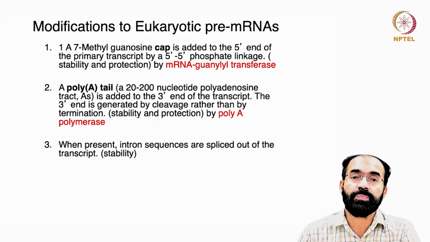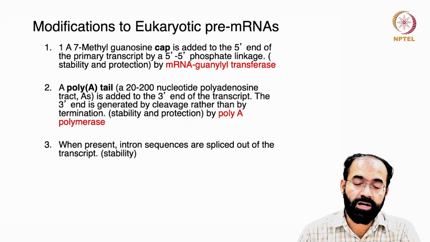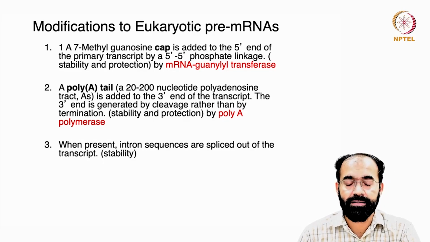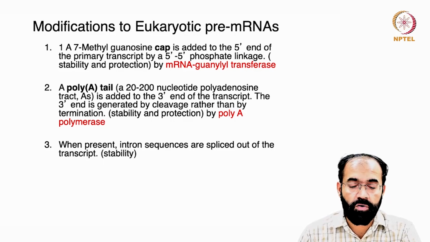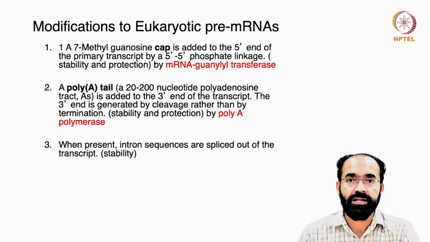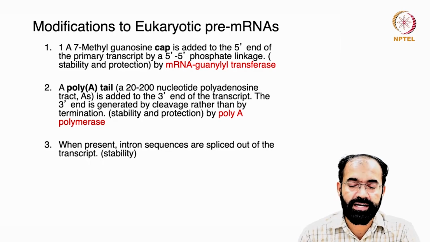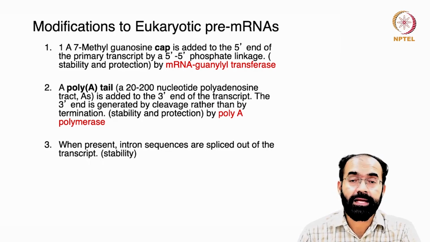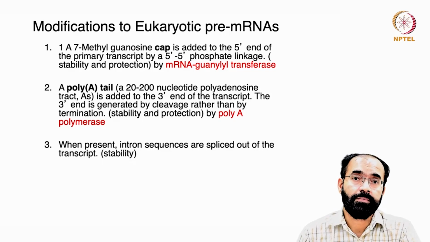If any of this process does not happen, like capping failed, or poly A tailing failed, or the splicing failed, then this RNA is marked for degradation. We will study different methods of degradation in the RNA destabilization topic.